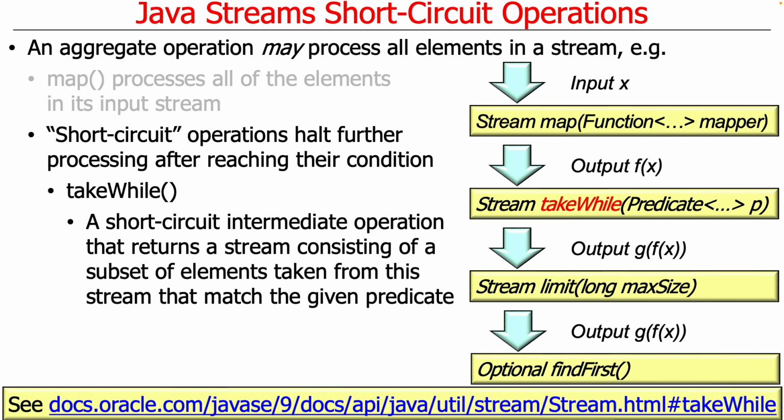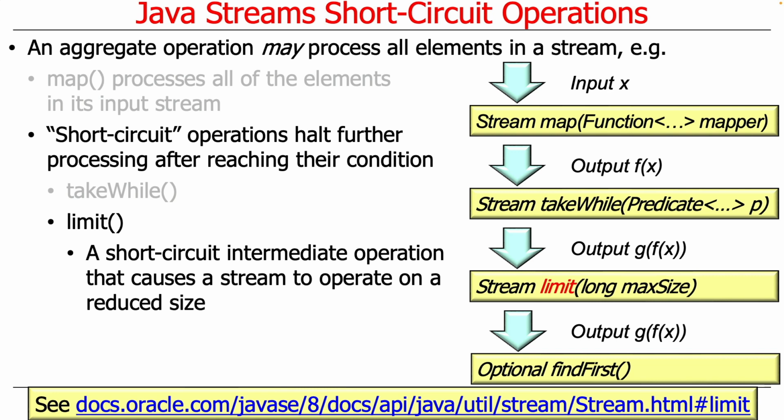So here are a couple examples of short-circuiting operations, which we'll talk about and look at in more detail later. One is takeWhile. This is a short-circuit intermediate operation that returns a stream that consists of a subset of elements taken from this stream that match a given predicate. So takeWhile takes a predicate, and as long as that predicate is true, the elements will be emitted from the stream. As soon as the predicate is no longer true based on what's in the stream, then the stream is ended at that point. There's no more further emissions of values.